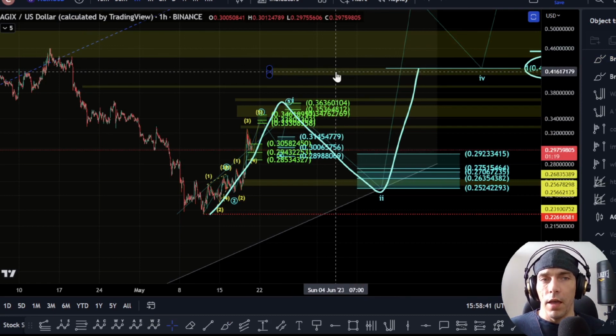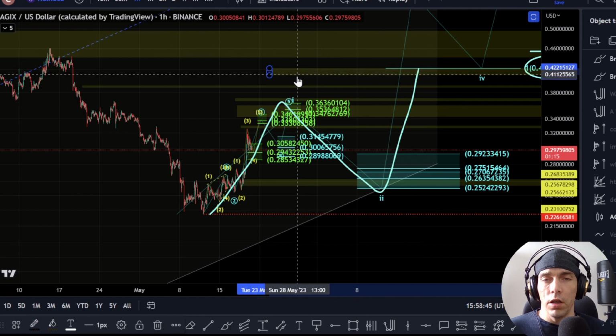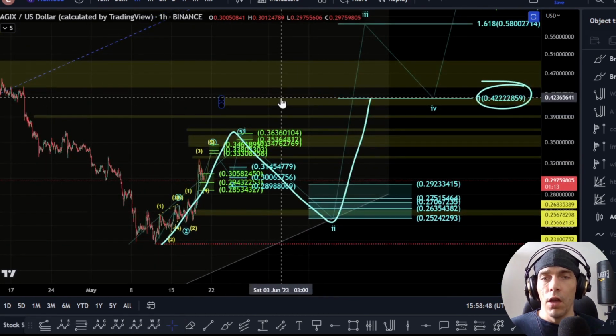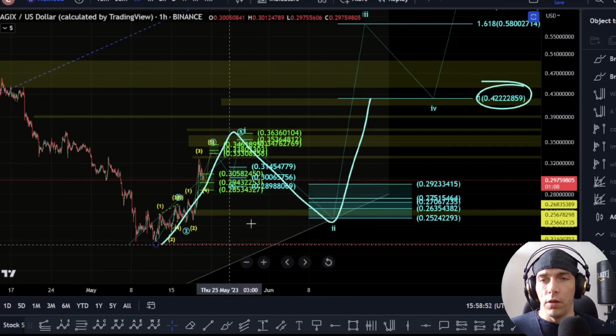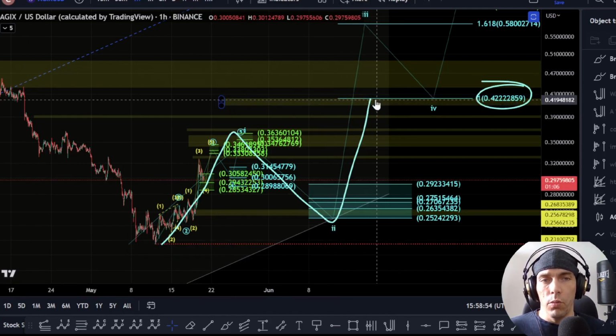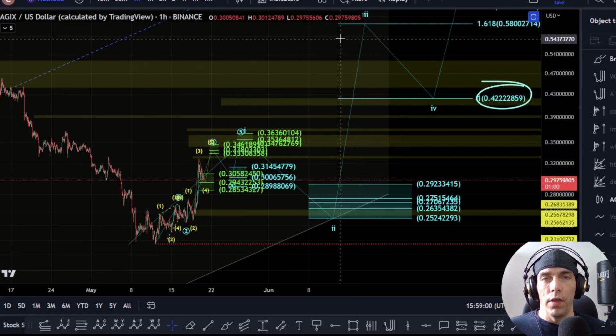So we do have a zone here which has got the golden pocket in it. This little yellow box here would be a 0.618 to a 0.65 retracement of this move to the downside. So we need to be aware of that. If we do move up into this zone here, this could be a likely point of a rejection if it's going to be just a corrective move to the upside.